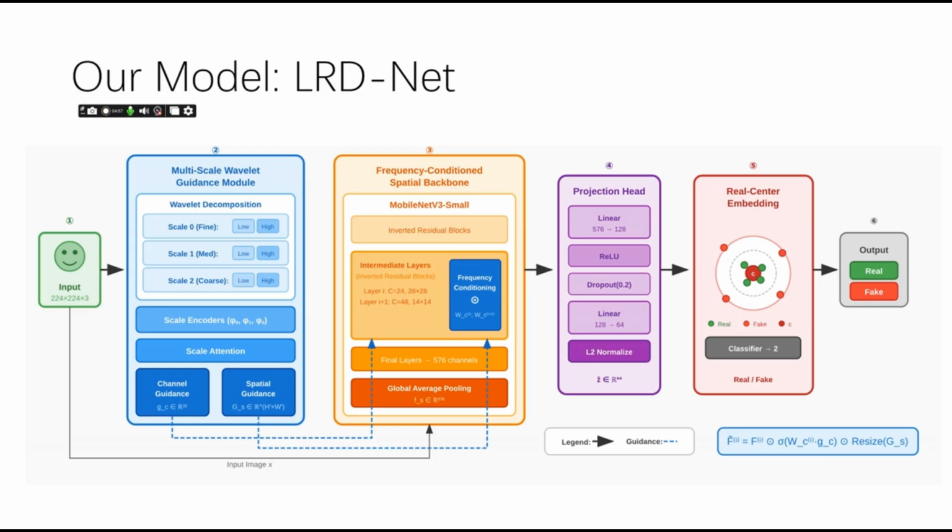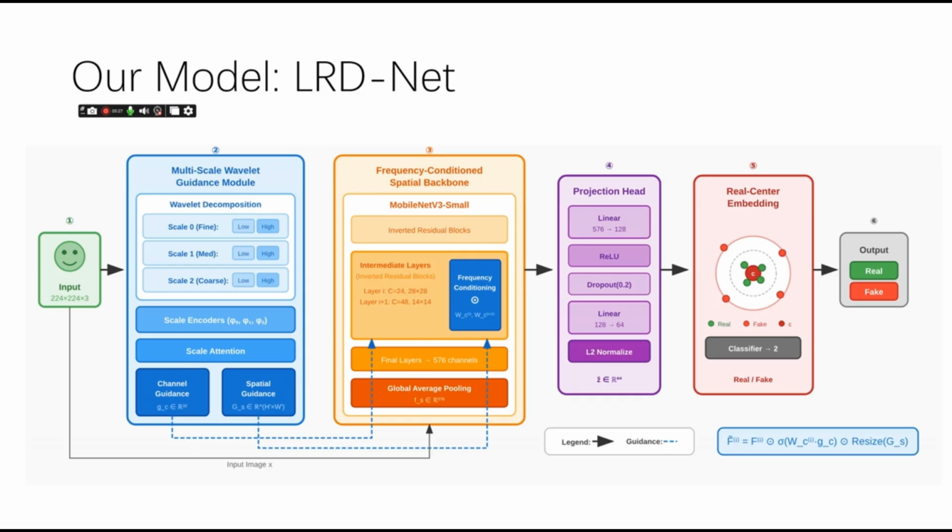spatial backbone. For the spatial backbone, we select MobileNet because we want our solution to be lightweight, so we do not use a heavy network as a backbone. We select MobileNet because it is simple enough. And the MobileNet is guided by the attention. The attention is generated by the wavelet guidance module. So we use the attention to find the focus.